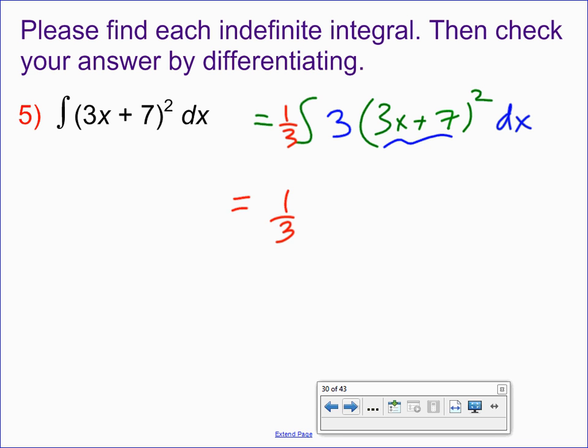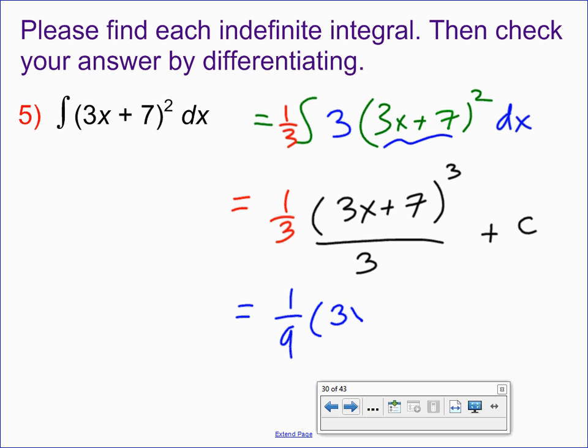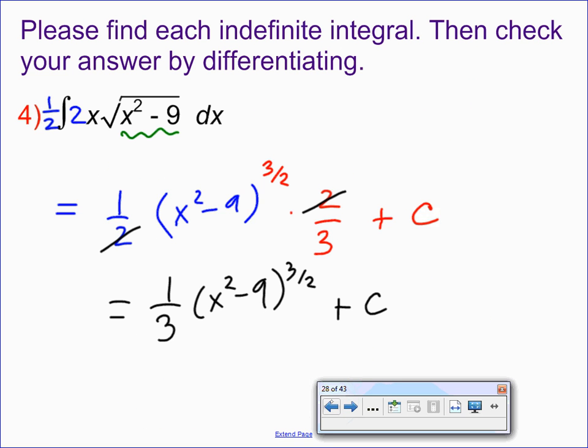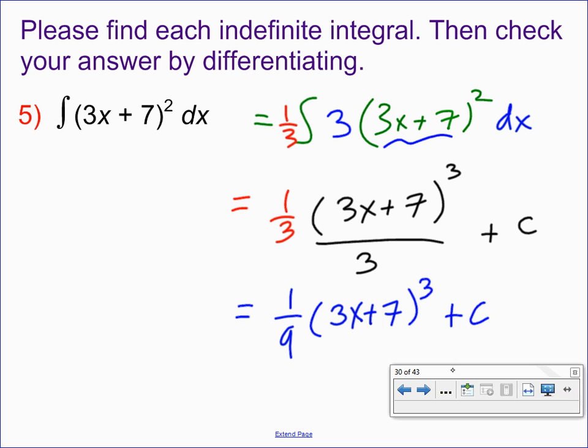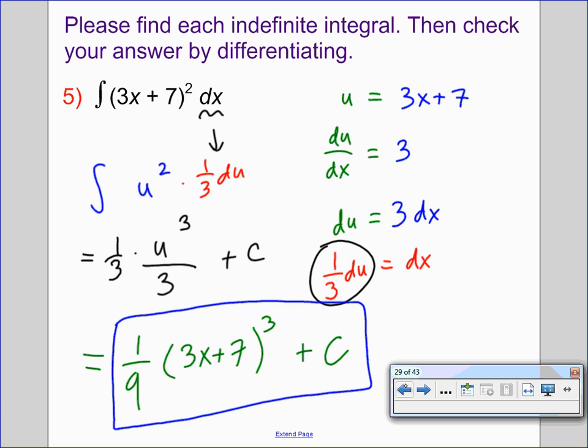The derivative of the inner function is the 3 dx, and I'll go ahead and integrate by adding 1 to my exponent. 2 goes to 3, and dividing by the new exponent, plus c. So divide by that new exponent 3, and then I get 1/3 times 1/3 is 1/9 times quantity 3x plus 7 cubed plus c informally, and that is exactly what we got. 1/9 3x plus 7 cubed plus c.